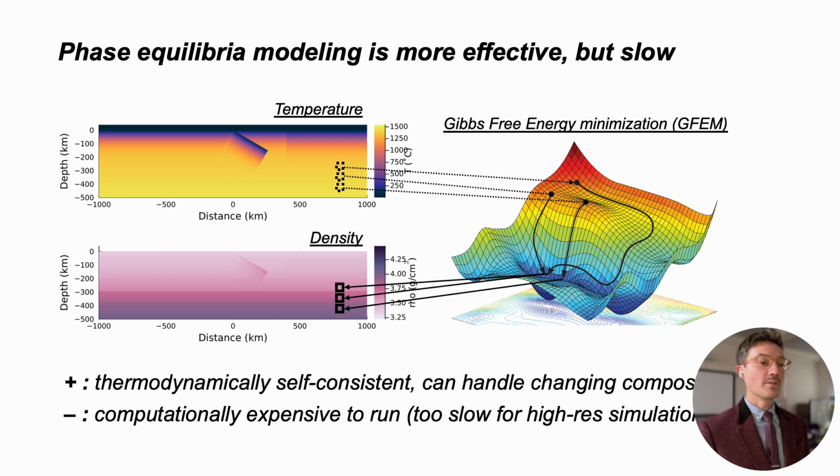Another approach would be to calculate phase equilibria during a simulation using Gibbs free energy minimization algorithms. This would be great because it could handle changing compositions, say by melting or fluid rock interactions. Not surprisingly though, this approach is much more expensive because a Gibbs free energy minimization algorithm would have to run at each node, which is impractical for high resolution simulations.